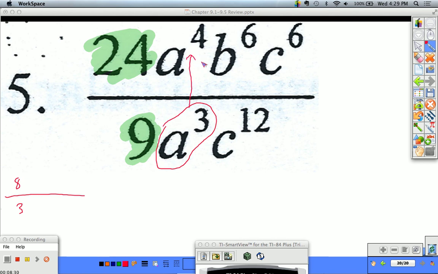If it's a negative on top, then we can move that variable and its exponent to the bottom and change the sign. So what we have remaining on top is 8a to the 1st, b to the 6th. On the bottom we still have our 3, but now we also have a c to the positive 6 that joins it. The only other thing that we can write in a little bit more reduced way is I'm going to leave the 1 off as an exponent, where our answer looks like this.